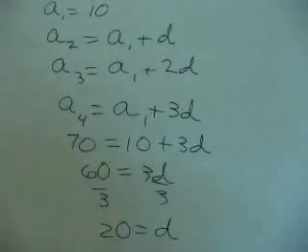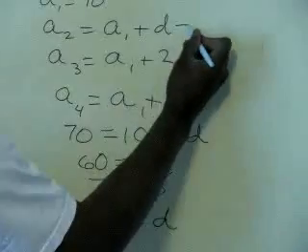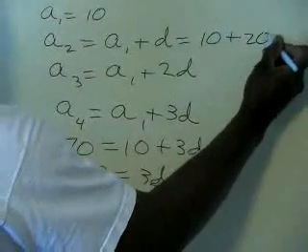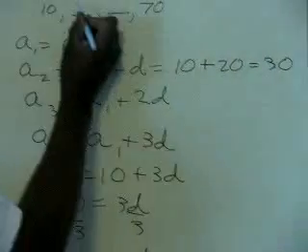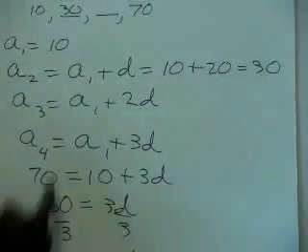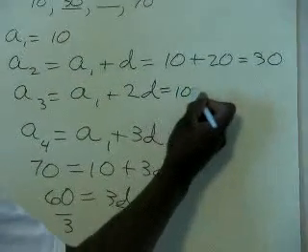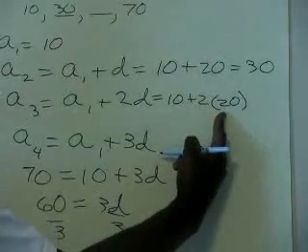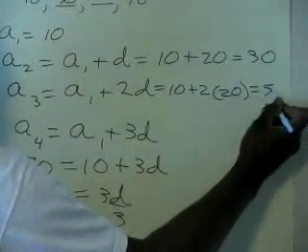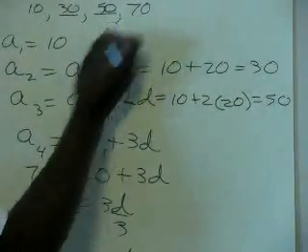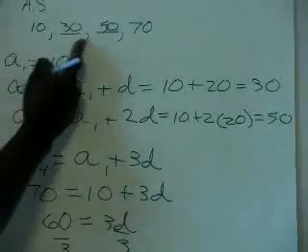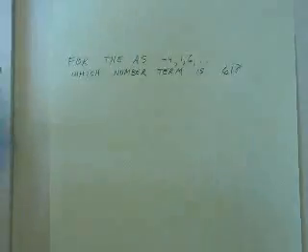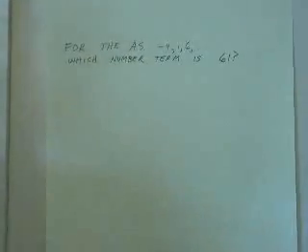Now, with that in mind, the second term is 10, the first term, plus 20, the common difference, which is 30. The third term is 10 plus 2 times d, and that's 10 plus 40, which is 50. So our sequence is 10, 30, 50, 70. Okay. The third problem in our introduction to sequences.